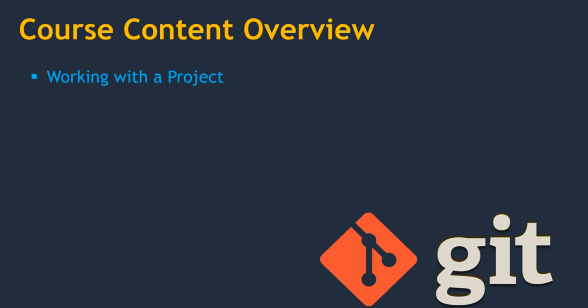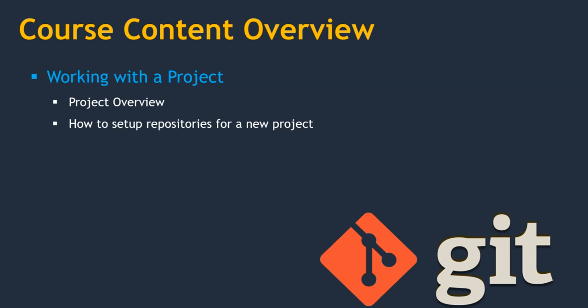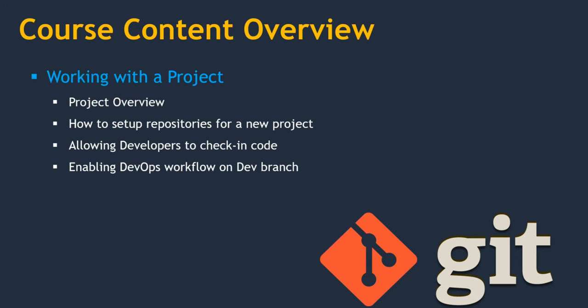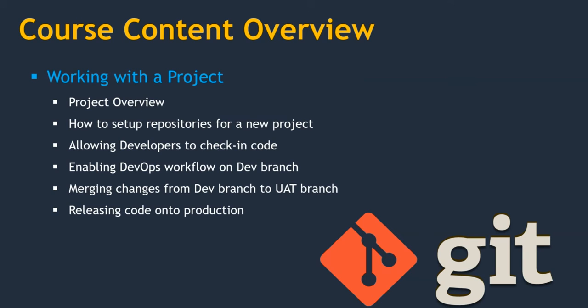At last, we are working with a project. Here we talk about project overview, how to set up repositories for a new project, allowing developers to check in code, enabling DevOps workflow on dev branch, merging changes from dev branch to UAT branch, releasing code onto production. This project will give you a complete overview of how Git works in real-time projects.